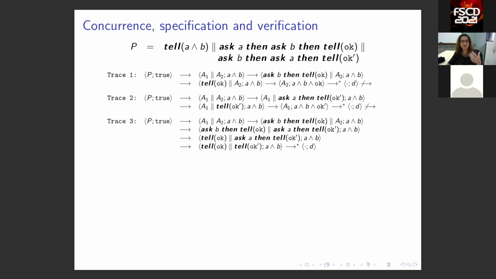So what happens when you put focusing into the play? Something really interesting happens, at least I think so. Imagine that you have this process here, with one tell and two asks. The first ask is going to ask A and then B, and the second one is going to do the other way around, ask B and then A, okay? And you're going to tell A and B, so it doesn't matter, you're going to be able to move on with both processes.